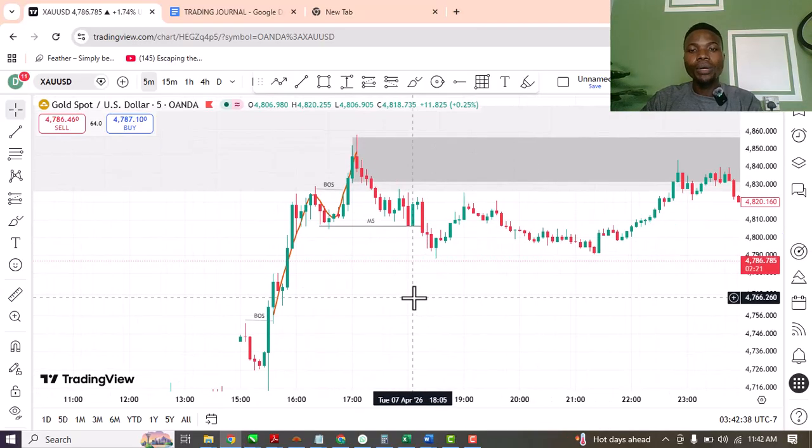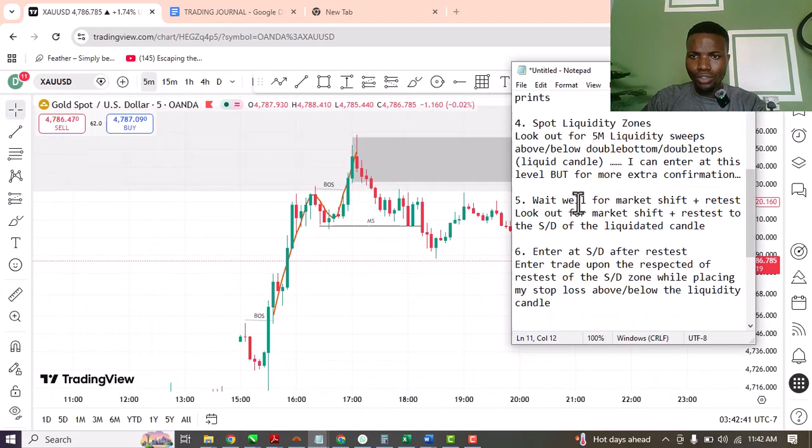When we have a market shift right there, you can see I wrote it here: wait for market shift and retest. It means I want to look out for a market shift, then a retest of the supply zone of the liquidated candle.